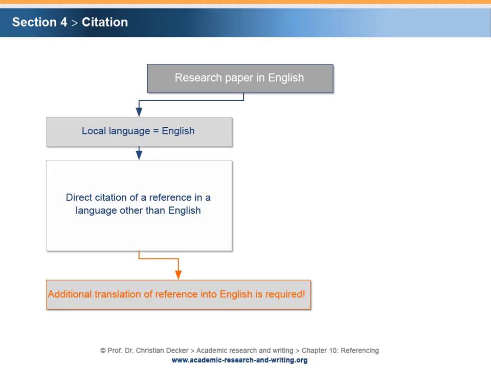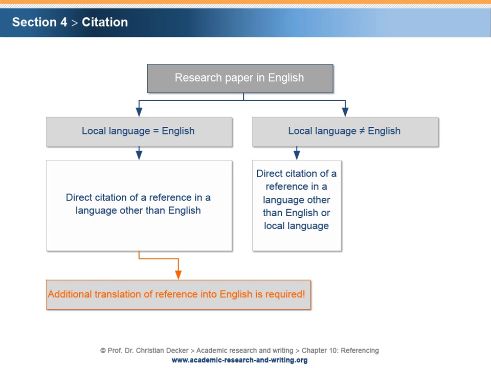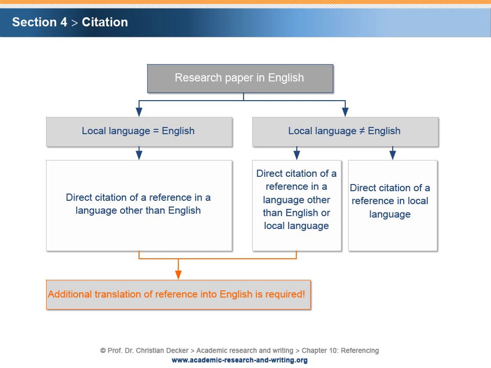If the local language is not English and the citation is in a third language, which is neither English nor the local language, again, an additional translation into English is required. If the local language is not English and the citation is in the local language, no additional translation is required.